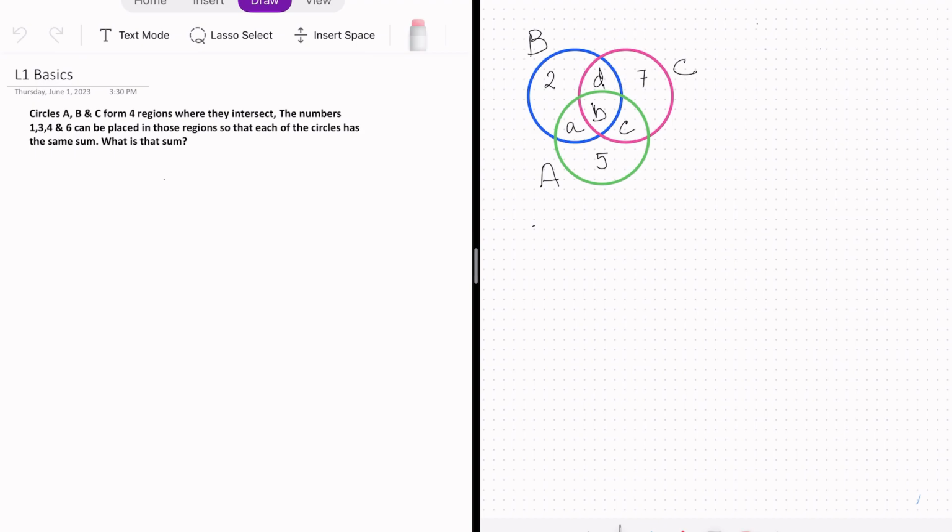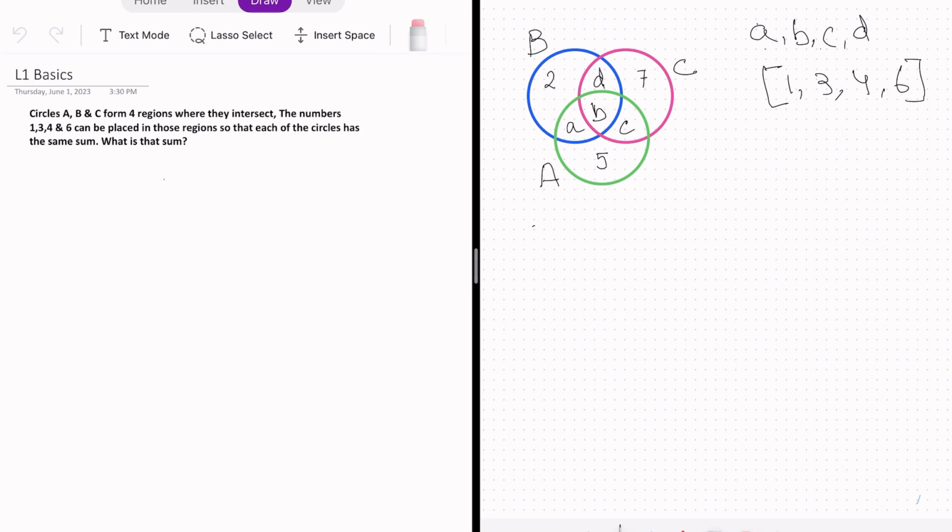So I'll just write the clue here. A, B, C, and D are part of 1, 3, 4, and 6. And we'll have to figure out which one is what. That's the question. And once I figure out which one is what, then I can add up these numbers that belong to a circle to find the sum of the circle.